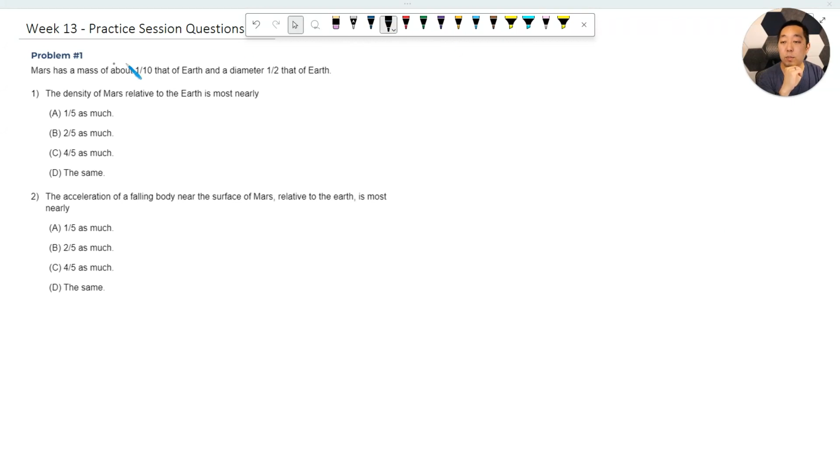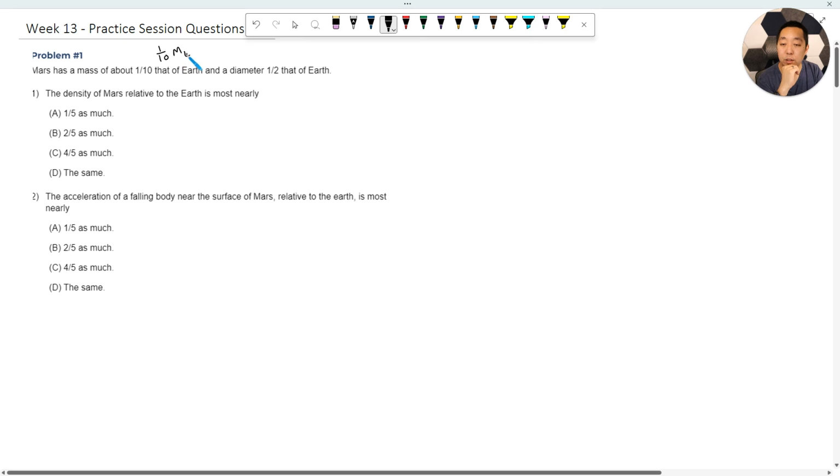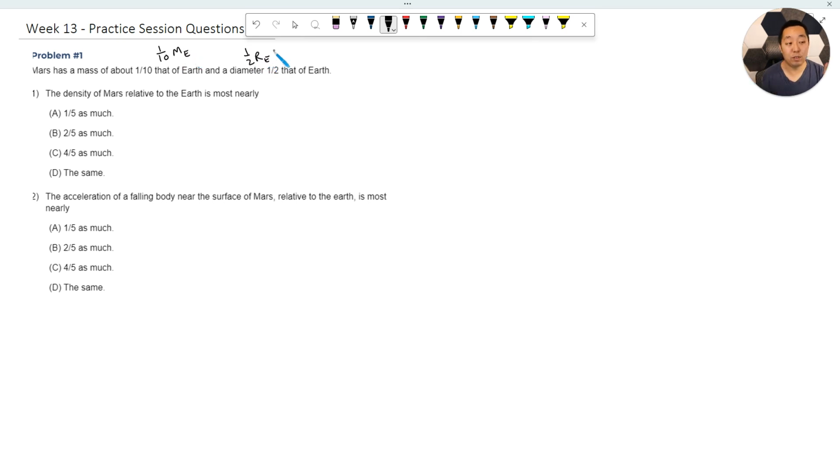All right, so here we have a planet that has a mass 1/10 of the mass of the Earth. The diameter is 1/2 the diameter of Earth, or the radius is also half of the Earth. We usually talk about the radius. The density of Mars relative to the Earth is most nearly. So the density is equal to the mass divided by the volume.